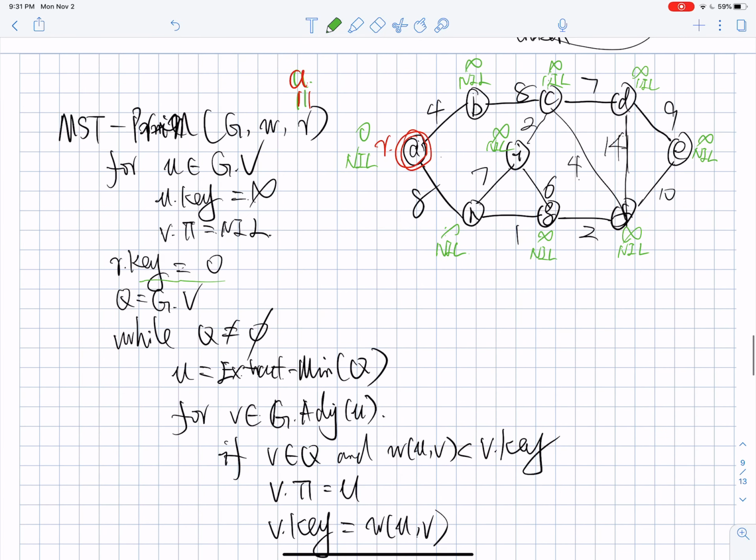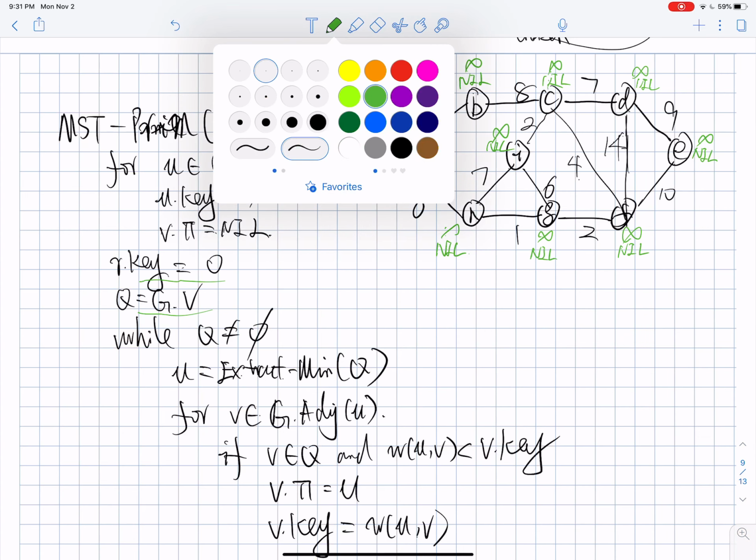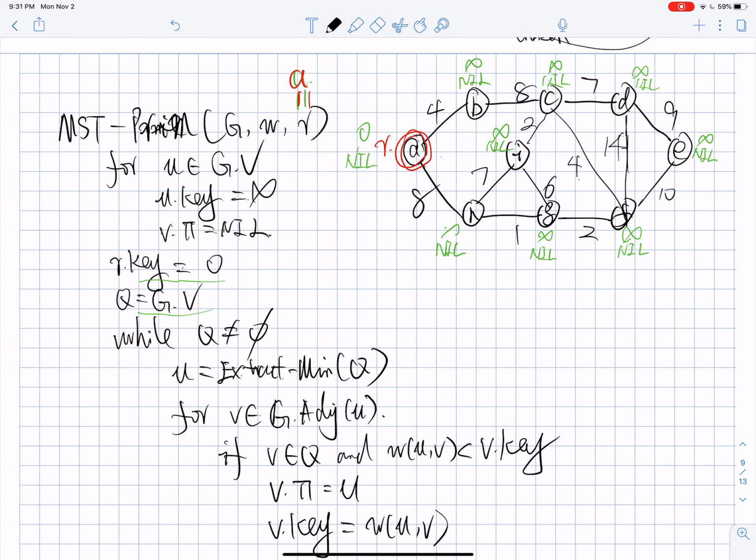And then we're going to create a priority queue with all the nodes in it. I'm just going to use the black color to denote that. So we're going to have the queue with the nodes, and I'm going to write down the key right below each node. We have A, B, C, D, E, F, G, H, and I. These are the nodes and this is their key. Except for A, which is the root, every node is associated with the infinity key, okay?